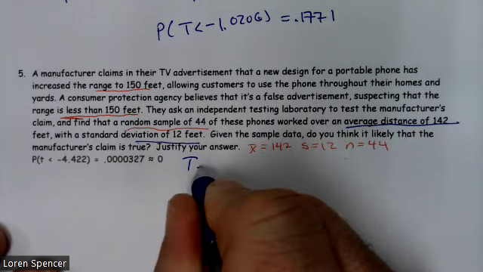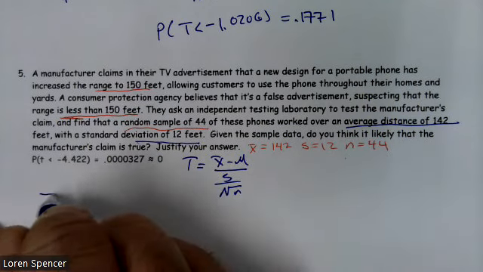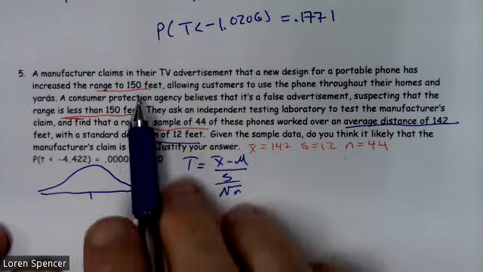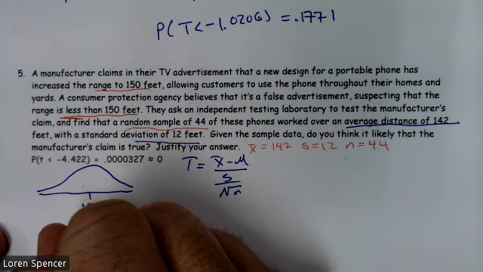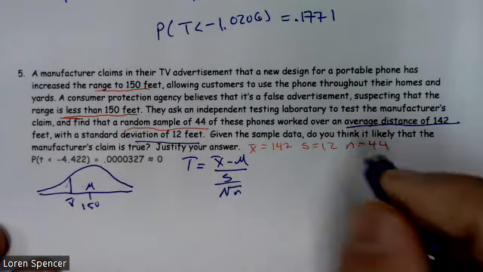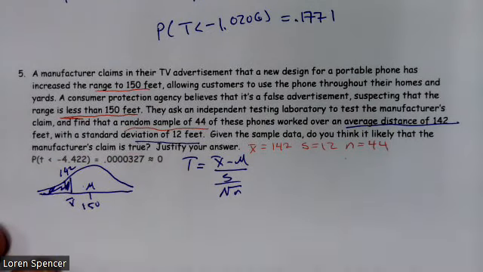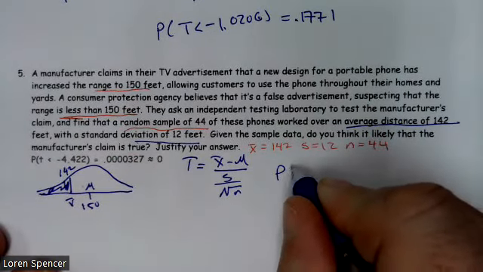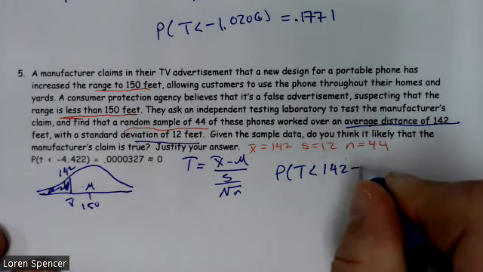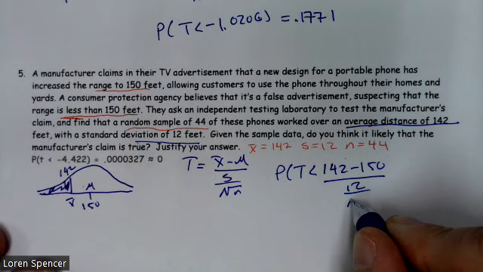So once again, our formula, T equals X bar minus mu over S divided by the square root of n. We draw our picture. Our picture is going to look like this. We're centered at the claim of 150. That's the claim mean. Well, we got a sample mean, and our sample mean was 142, which is less than what they said. So we need to plug in and see what happens. The probability that T is less than 142 minus 150 over 12 divided by the square root of 44.